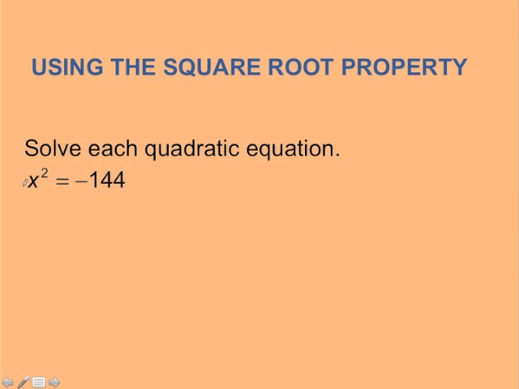Here, x squared equals negative 144. So we'll take the square root of both sides, and x equals plus or minus the square root of negative 144. Well, two things. This is a negative, so we know that x is going to equal plus or minus i times the square root of 144. But we also know the square root of 144 is 12. So x equals plus or minus 12i.